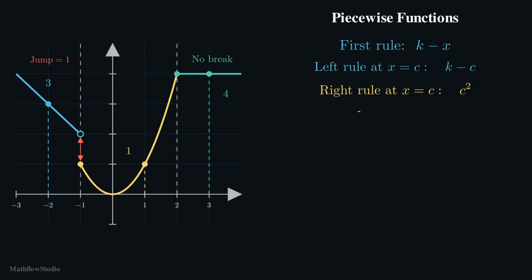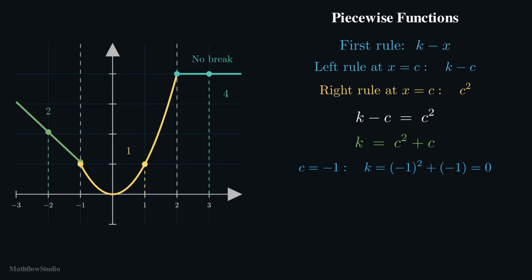The seam closes exactly when those 2 arrivals are the same number. Setting them equal gives the equation for the constant. Add the seam to both sides and the constant stands alone. This seam sits at -1, so the constant is 1 plus -1, which is 0. So the first rule is simply -x.